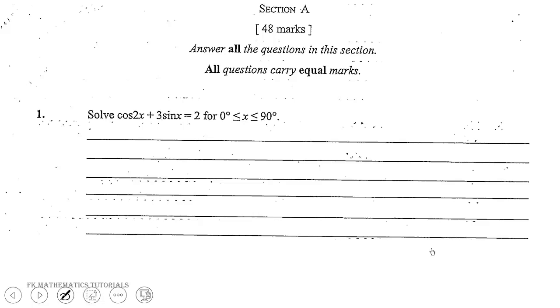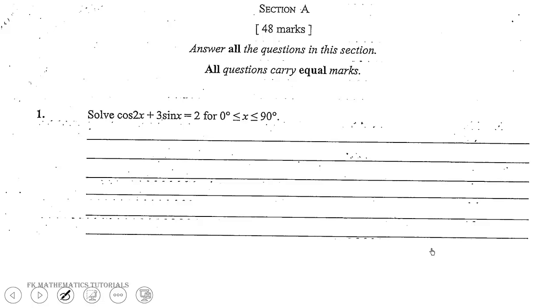We have WASSCE for the private candidates, Further Mathematics Paper 2, for 2022 November. So the WASSCE Nov/Dec paper is what we are solving here for 2022. The first question here is: solve cos 2x + 3 sin x = 2, where x is an acute angle.